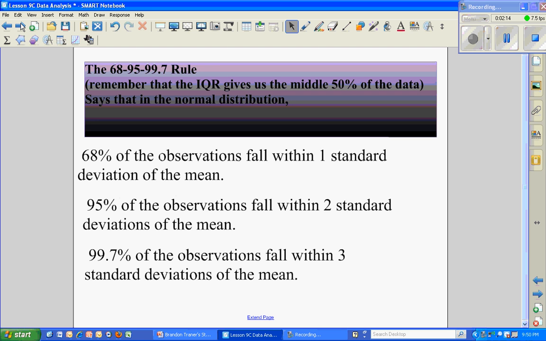Okay, so the first thing you need to understand about a normal curve is the 68, 95, 99.7 rule. Remember that the interquartile range gives us the middle 50% of the data, and that says that a normal distribution would have 68% of the observations fall within 1 standard deviation of the mean. 95% of the observations would fall within 2 standard deviations of the mean, and 99.7% of the observations would fall within 3 standard deviations of the mean.